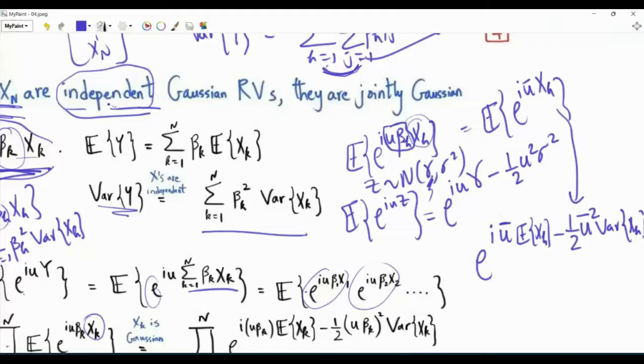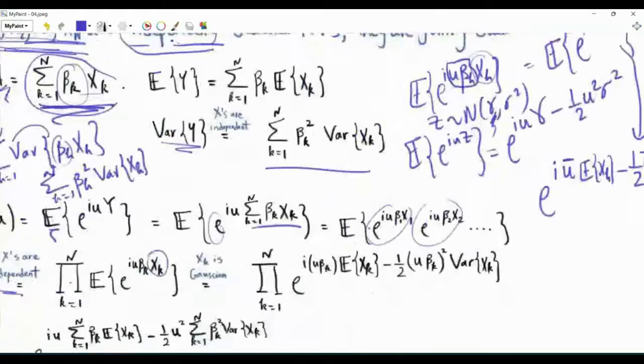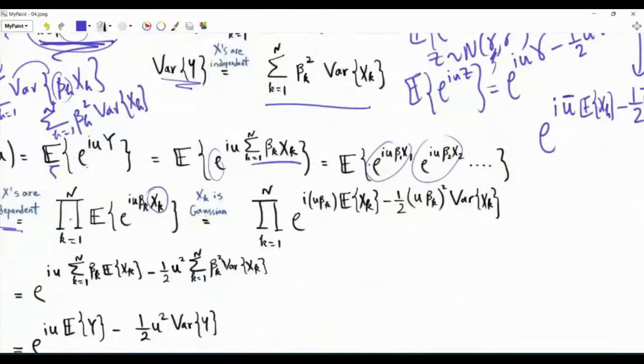And then we can write u bar again as u beta k. Okay, so we use the given fact regarding the characteristic function of Gaussian random variables, and this is what we get for this characteristic function. So this is the characteristic function of xk of u beta k evaluated at u beta k.